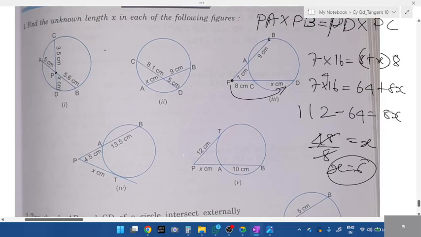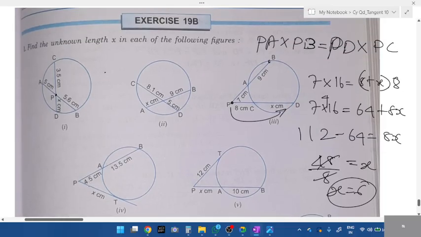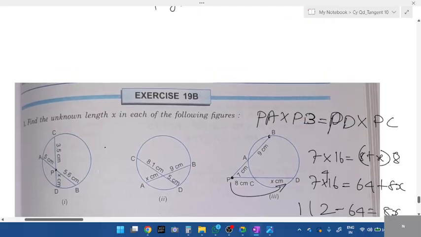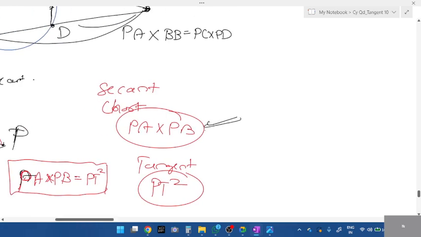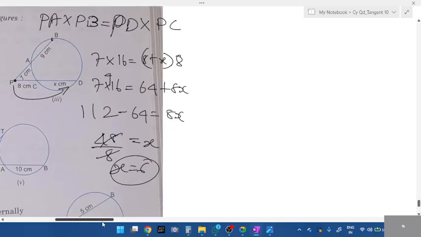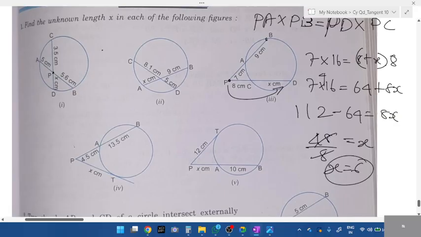Fourth one you can try. Fifth one. What are the two things for the fourth one? We have tangent or secant. Respond. One tangent and one secant. What is the formula I told you for tangent? PA into PB for secant. For tangent it is PT square. That's it. PT square. Complete this.